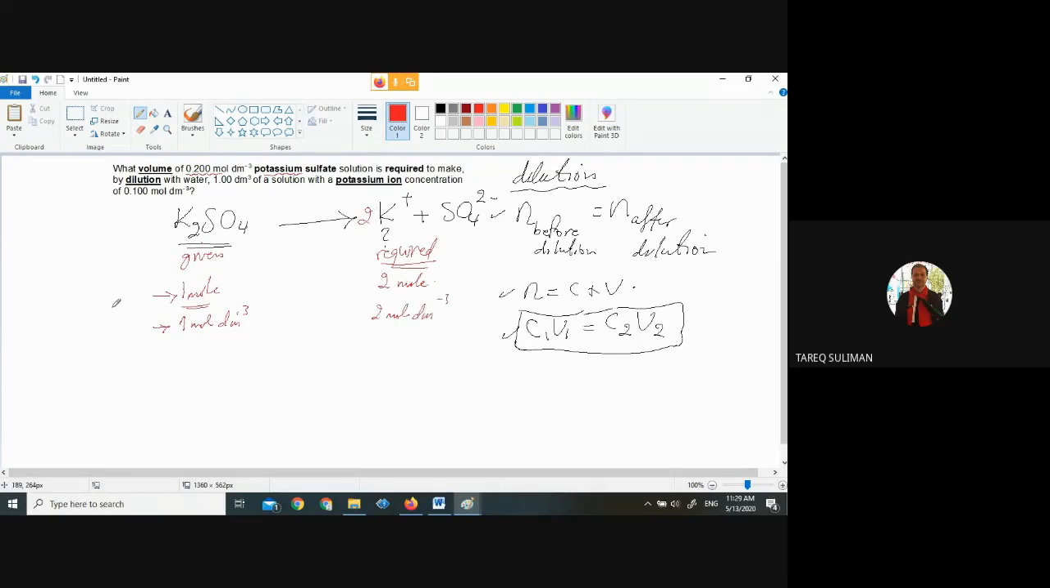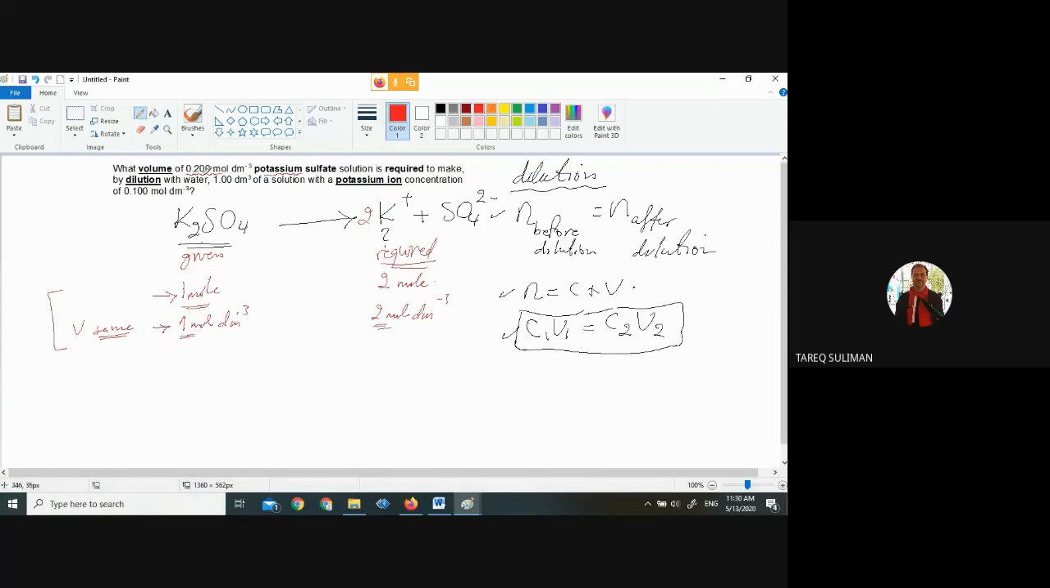Why? Because V is the same for both. Because V is the same, 1 mole per V gives 2 mole per V. Whenever the substances are in the same solution, then mole ratio and concentration ratio are the same. Clear? In this case, 1 mole per decimeter cube gives, as we said, 2 mole per decimeter cube K plus.